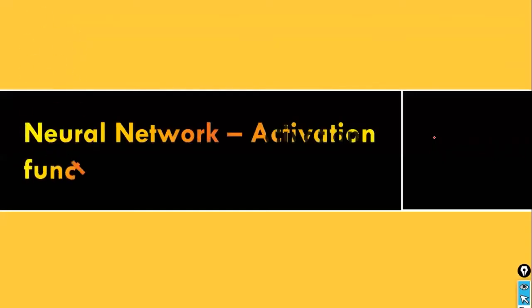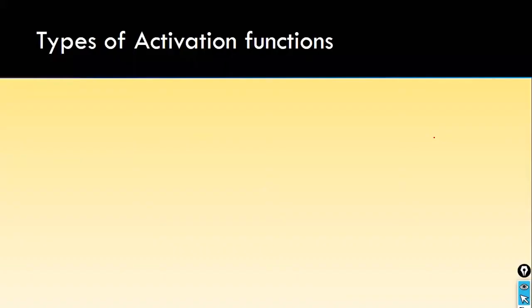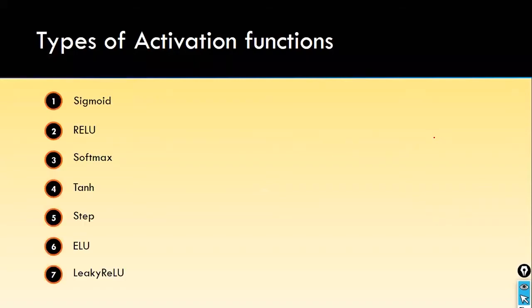Activation functions. What are the activation functions? Like we have seen the sigmoid function, there are a lot of activation functions available: Sigmoid, ReLU, softmax, step, tanh, ELU, and leaky ELU. Apart from this, we have something else called parametric ReLU, PReLU. Those kinds of activation functions are available.